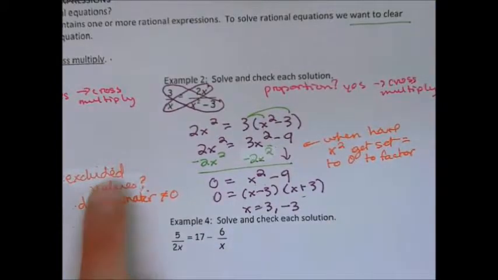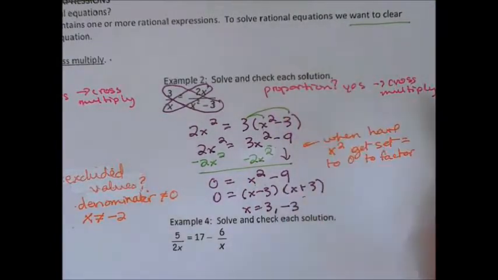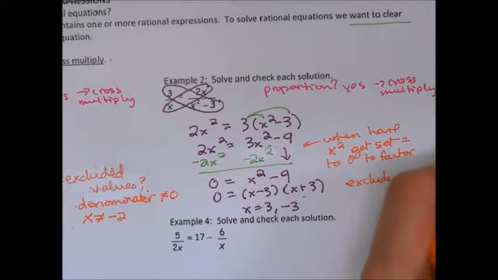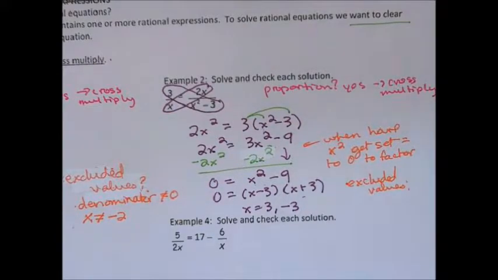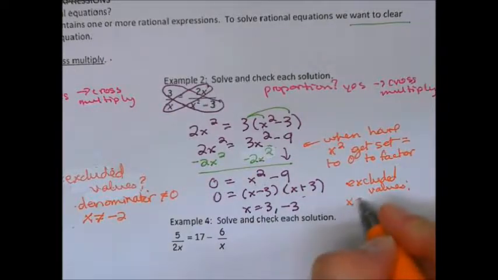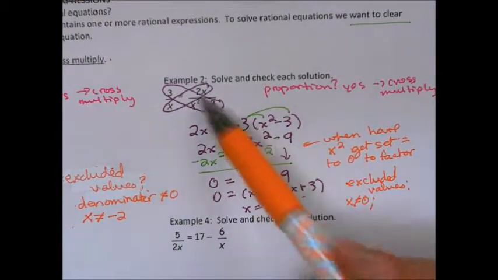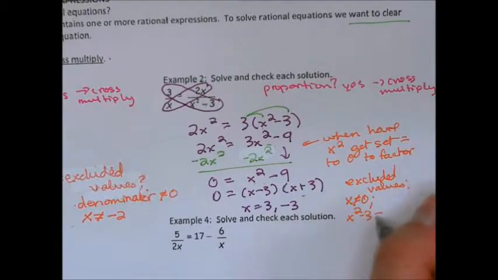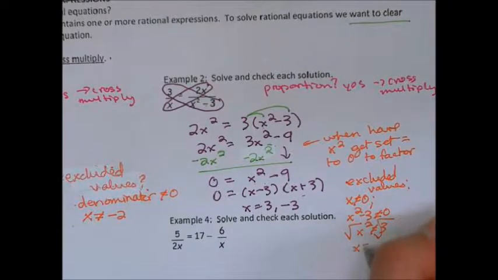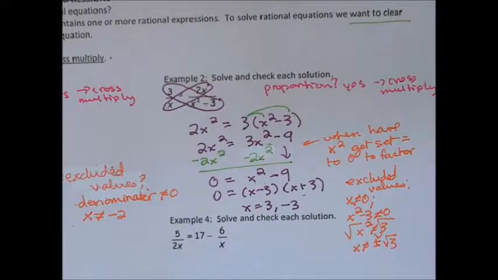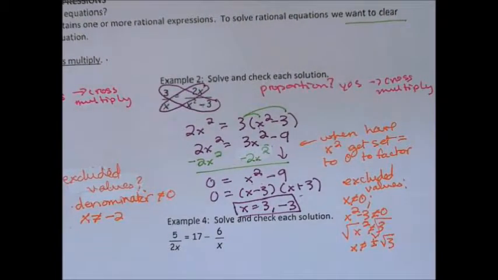So we can't forget to check our excluded values. So what are our excluded values? Well, from this denominator, I get that x cannot equal 0. From this denominator, I get that x squared minus 3 cannot equal 0. So I add the 3 over. x squared cannot equal 3. Take the square root. x cannot equal plus or minus root 3. So it looks like we're good. And that's our answer.